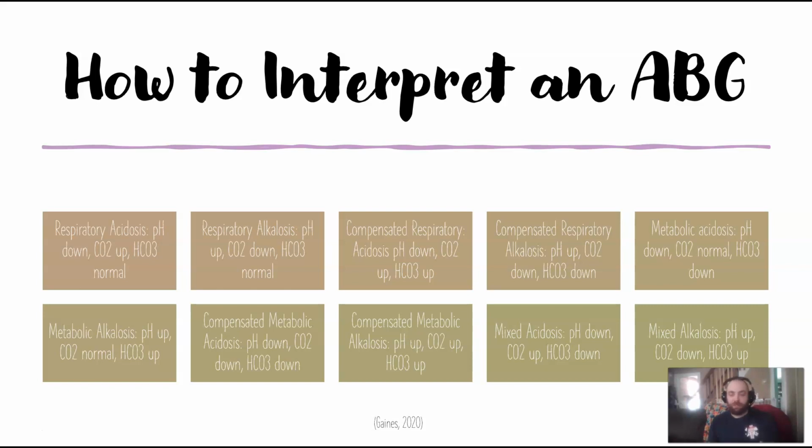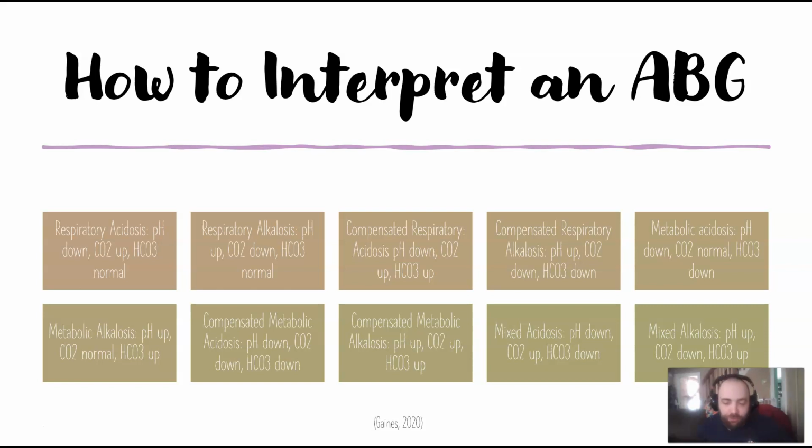And in a compensated metabolic alkalosis, your pH will be up, your CO2 will be up, and your bicarb will be up. So in this case, respiratory rate's going to slow down, and that's going to help raise that CO2 level to counterbalance that increased bicarb level.